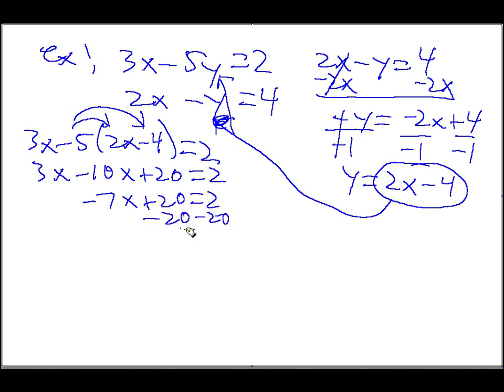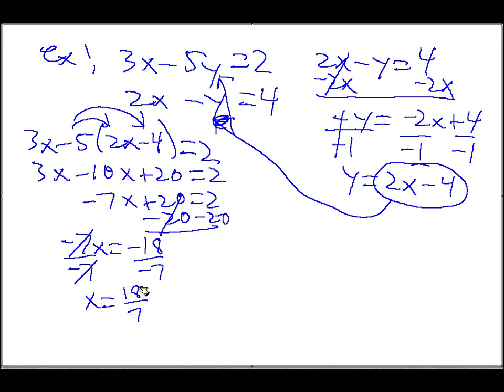Subtract 20 on both sides of the equation. Negative 7x is equal to negative 18, as you can see. Dividing both sides by negative 7, I would have a fraction answer here. Hopefully you can see that. x is positive 18 sevenths. Negatives divide out. So x is 18 sevenths. Well, what's y? y is 2x minus 4, so let's plug that in. This time I'm plugging in a fraction. A little more challenging here, if you will. You don't want to use your calculator here to do fraction calculations for you.